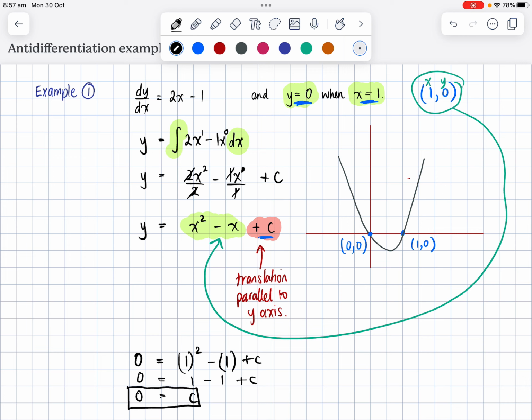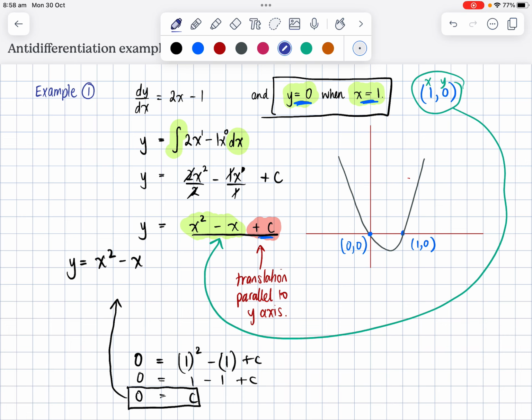Now that I know the value of c, I don't need to put a plus c onto the end of the equation anymore. I'm going to rewrite it, and I'm going to say my final answer is y is equal to x squared minus x. And I'm done. That is the antiderivative of this equation when y equals 0 and x equals 1.